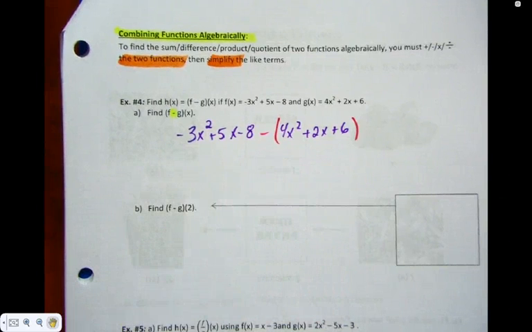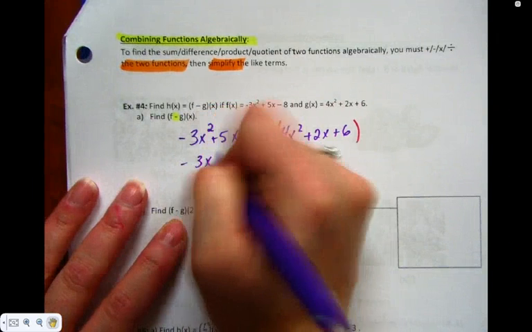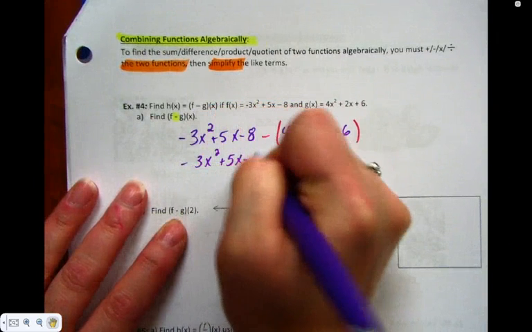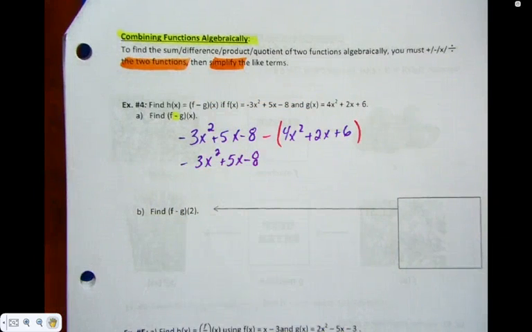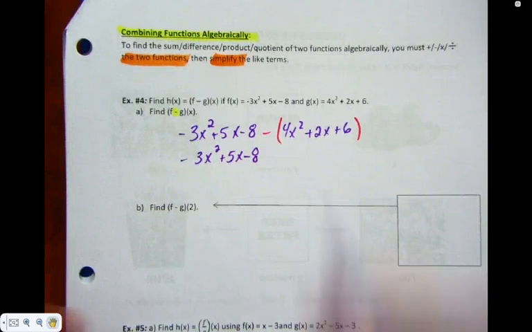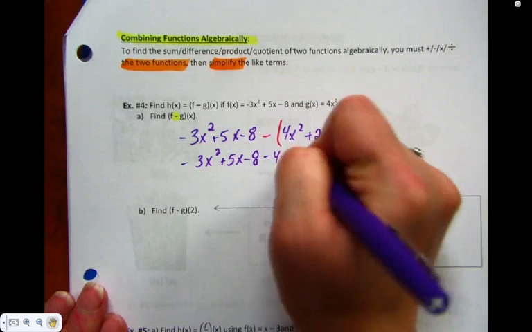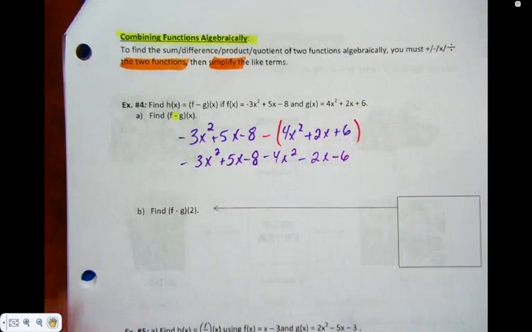because now I need to distribute this negative. So this is actually just a grade 9 collecting like terms. The first 3 terms aren't going to change. And then I just want to distribute that negative. So we're going to get negative 4x squared, negative 2x, negative 6.